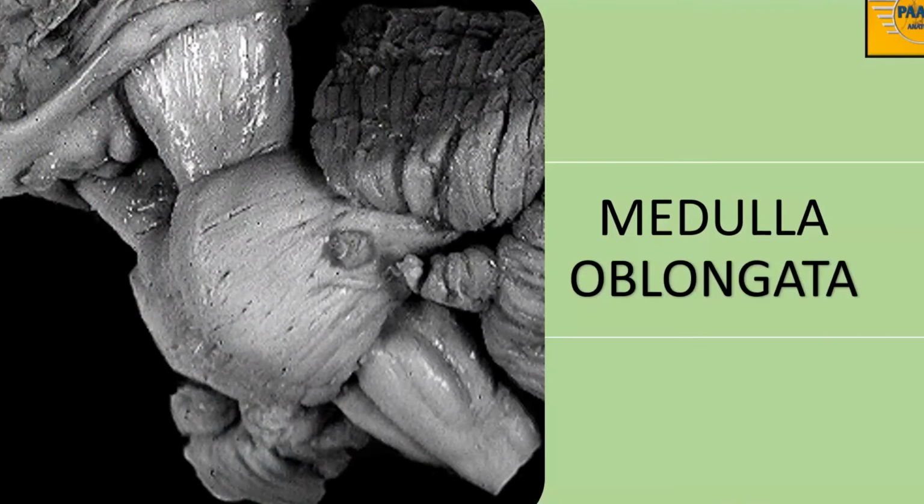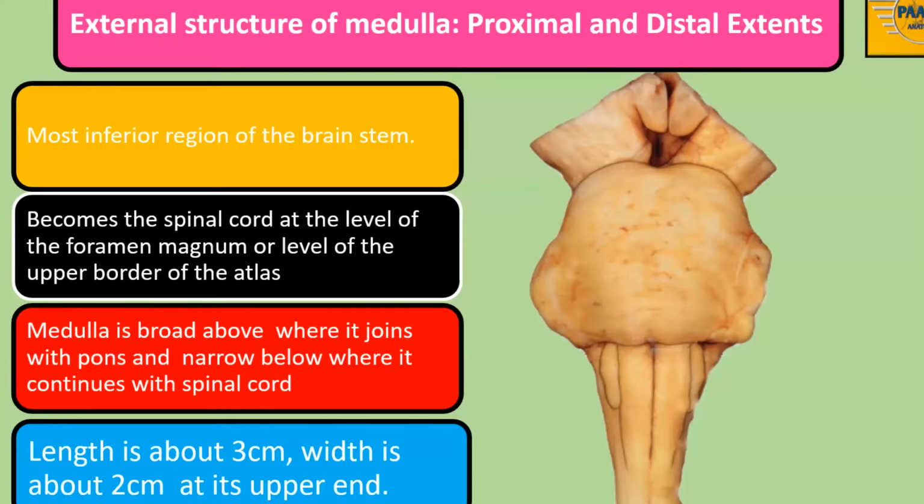We will start with the medulla oblongata. This is an anterior view of the brainstem. Now, the medulla is the inferior part of the brainstem. It continues as spinal cord distally, and this happens at the level of the foramen magnum or at the level of the upper border of the atlas.